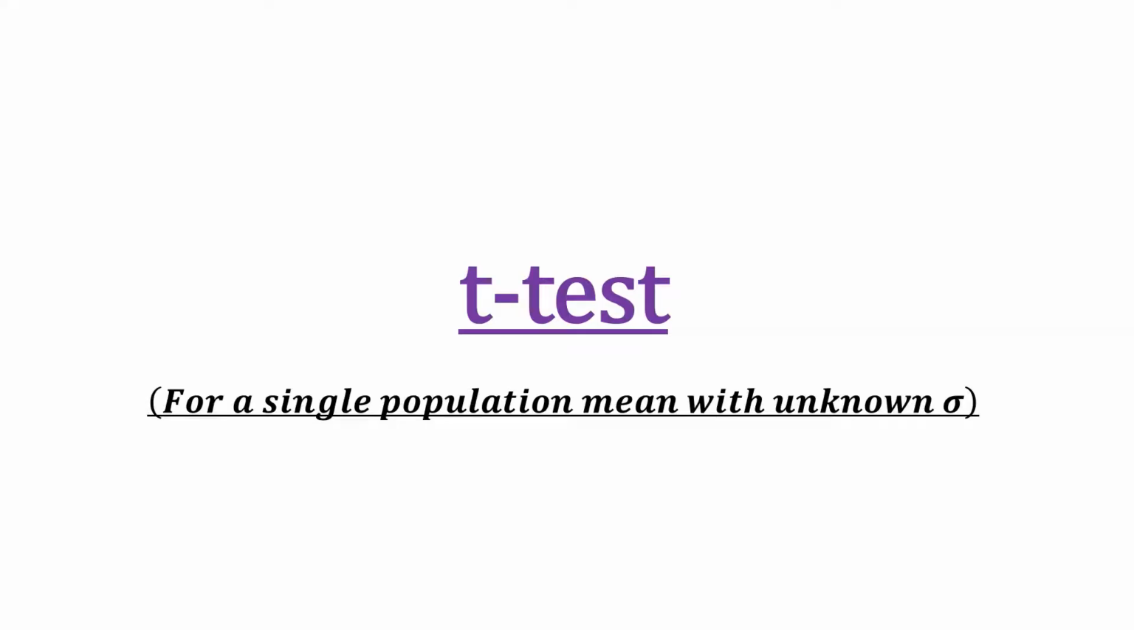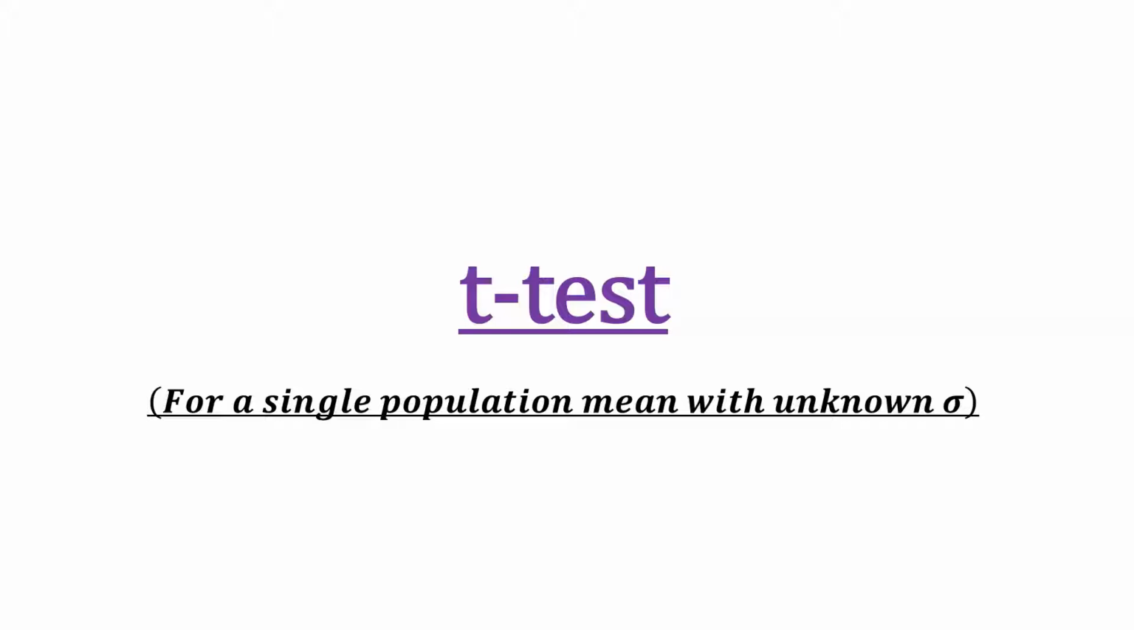In case you don't remember what the z-test is, please go back and watch that lecture before working on this one. Today we are going to see the t-test. The t-test is used when we have to test hypotheses on a population mean for a population whose variance is unknown. Well, the variance is sigma squared.